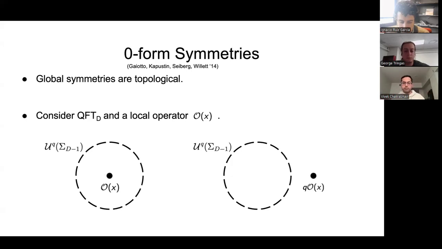Okay, so what do I mean by generalized symmetries? One thing that the generalized symmetries framework does for us is it presents a global symmetry in a more topological manner. To see what I mean by this, let's consider a d-dimensional quantum field theory and a local operator, O of x, in this quantum field theory. What I can do is pass this local operator through a unitary symmetry operator, which has support on a codimension 1 surface. And as I do this, I get a linking between the two operators. And this linking is exactly what's giving me a notion of acting with the symmetry on the local operator. So this is the textbook definition of a zero form symmetry.